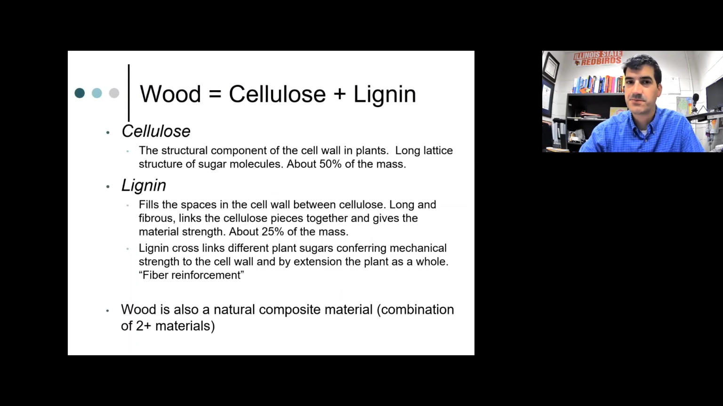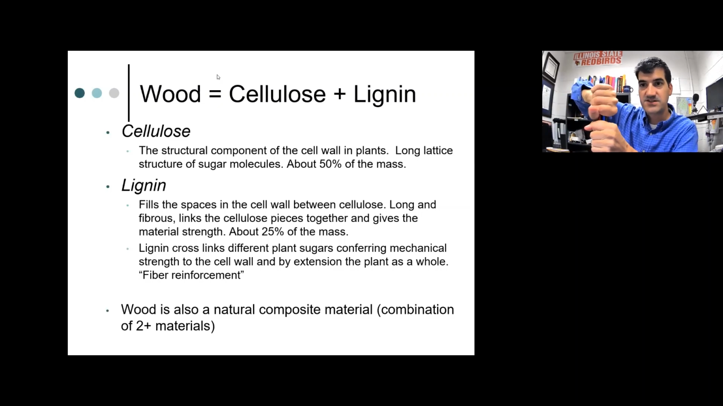So these are the two most important parts. The cellulose is the structural component of the cell wall, and it's about 50% of the mass of most types of biomass material. Lignin is the long, fibrous, and sticky fiber that holds the cellulose pieces together, and it gives strength. The rigidity is given by the cellulose, but one piece of cellulose individually would not be very strong, but if I took a whole bunch of pieces of cellulose and wrapped them all together with lignin, that's what lignin does.